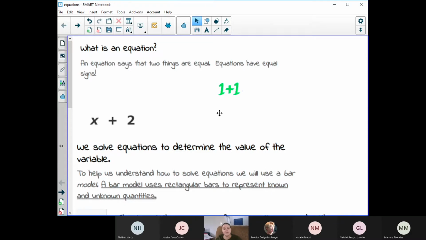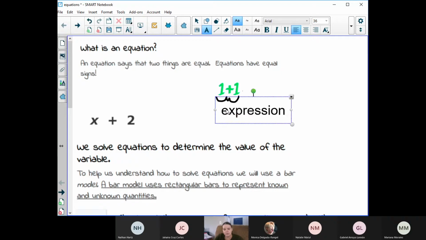Okay, what is an equation? An equation says that two things are equal. Equations have equal signs. So if I look at 1 plus 1, it does not have an equal sign right now. So 1 plus 1 by itself is an expression. Okay. So this right here is an expression.